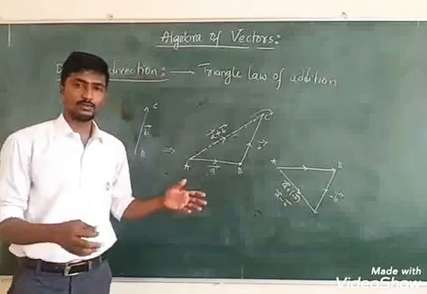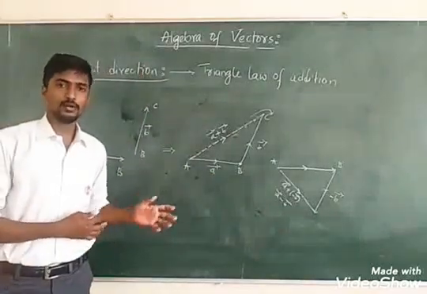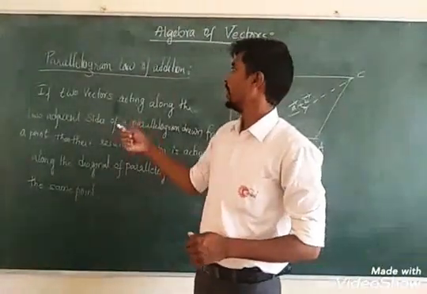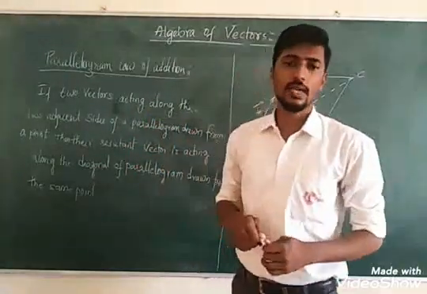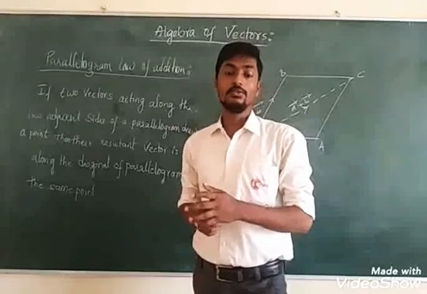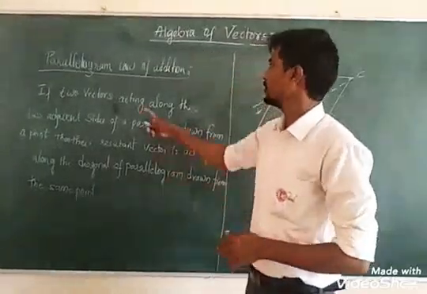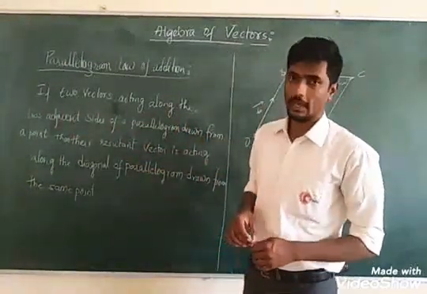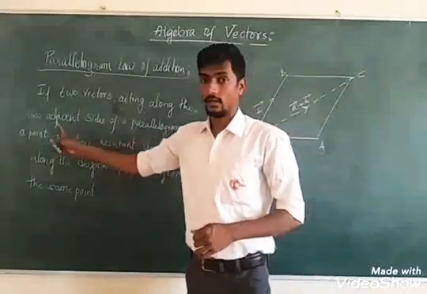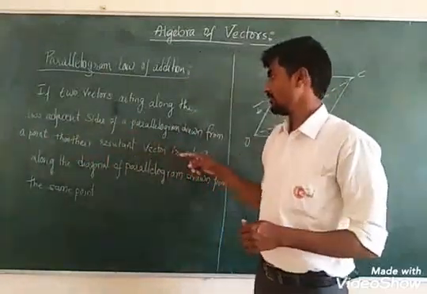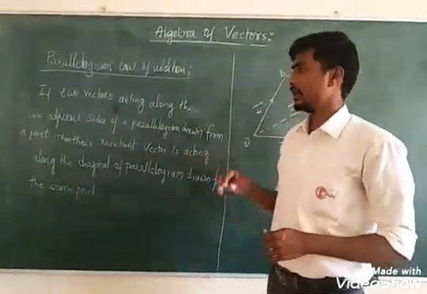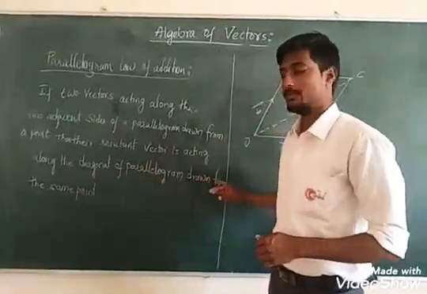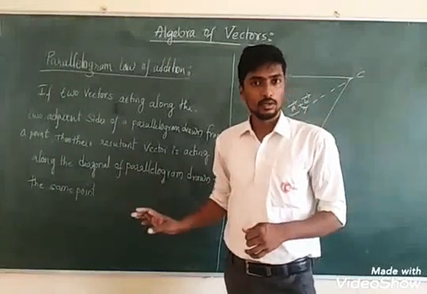If you want to note down these diagrams, please note them down and try to understand them for revision. Well, let us move on to the next type, the parallelogram law of addition. We are studying the different directions of vector addition. Look at how the law is stated. If two vectors are acting along the two adjacent sides of a parallelogram drawn from a point, then their resultant vector is acting along the diagonal of the parallelogram drawn from the same point. Okay, this is the statement.